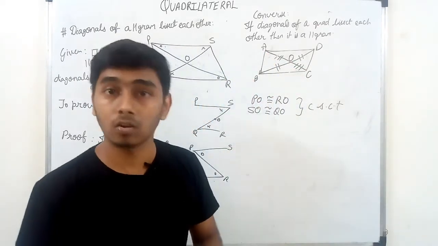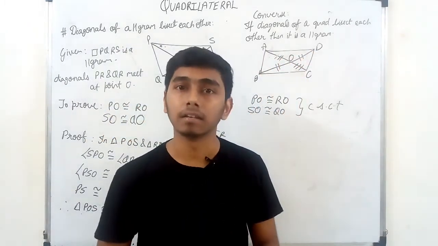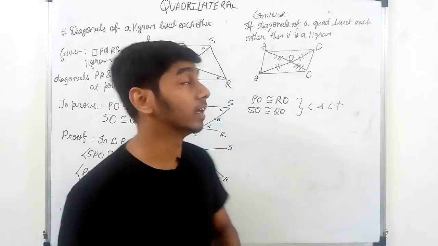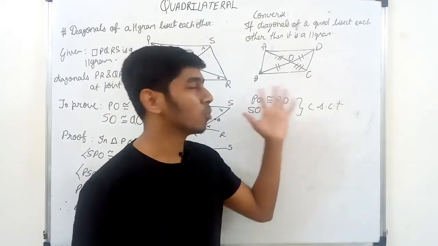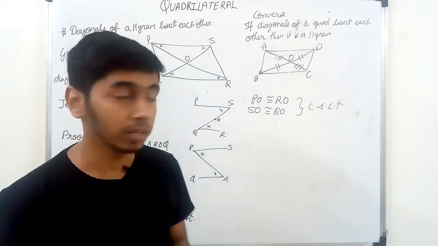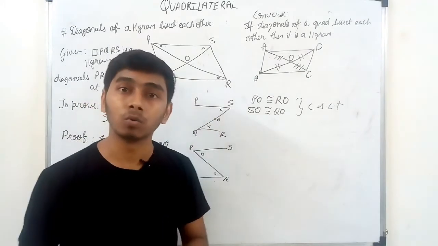If alternate angles are congruent, then we can say that opposite sides are parallel. And if opposite sides are parallel, then this is a parallelogram. I hope you have understood what I said just now. I won't be writing the proof for this; you are supposed to write this on your own.